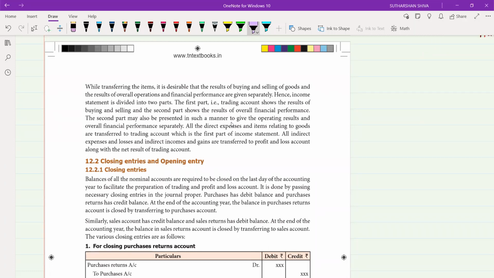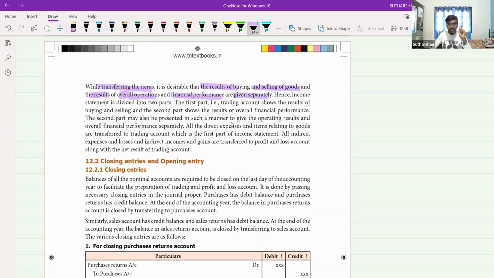While transferring the items, it is desirable that the results of buying and selling of goods and the results of overall operations and financial performance are given separately. Yes. Hence, while transferring items, it is desirable to have the results of buying and selling separately.